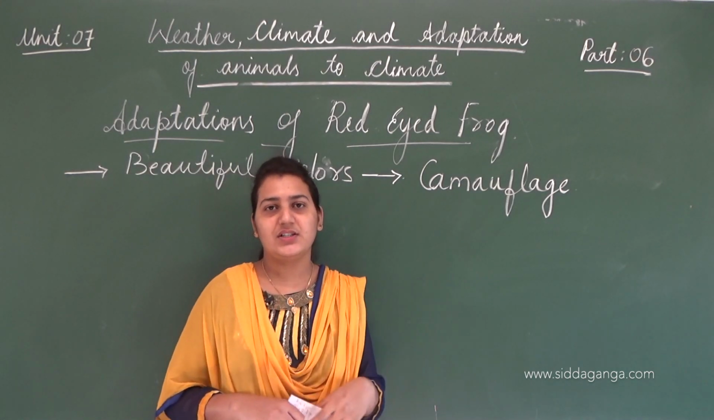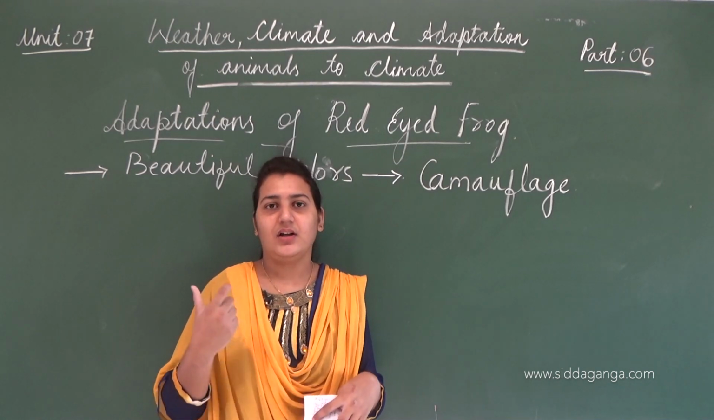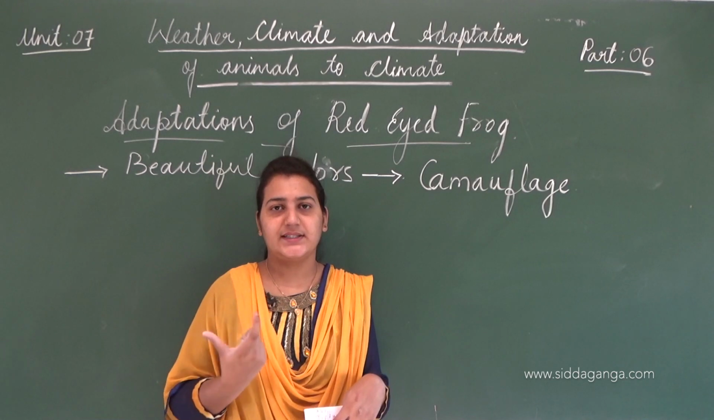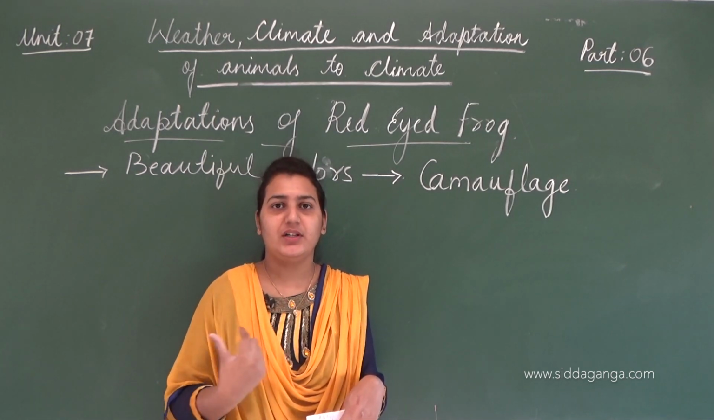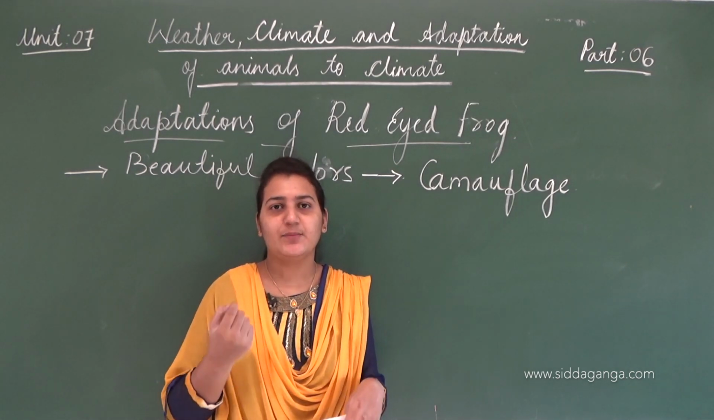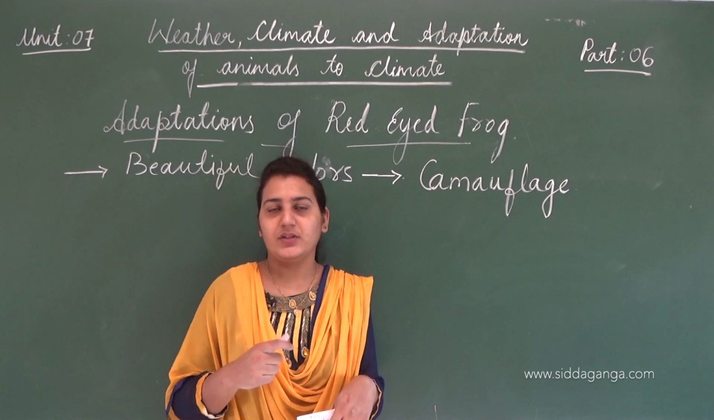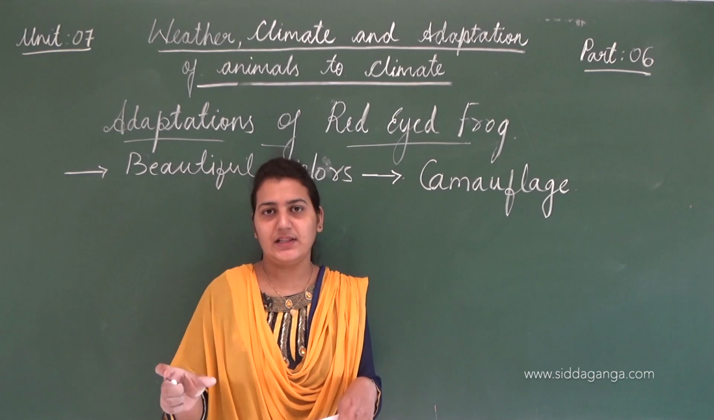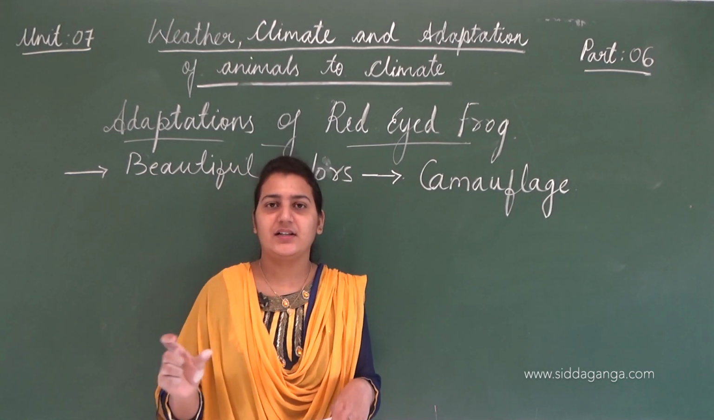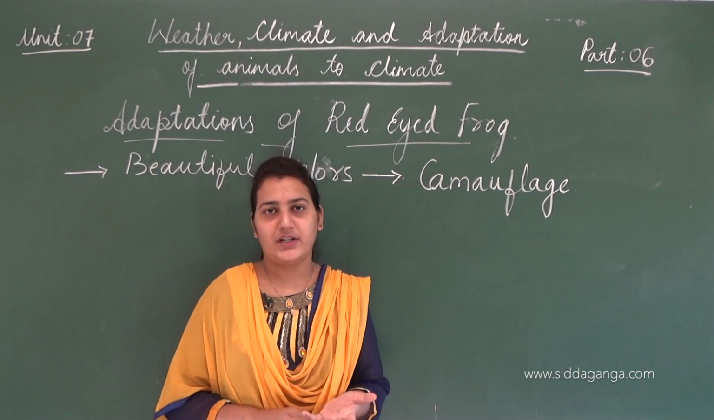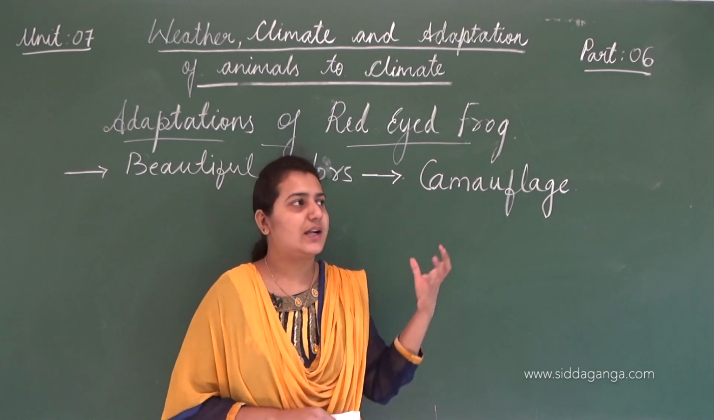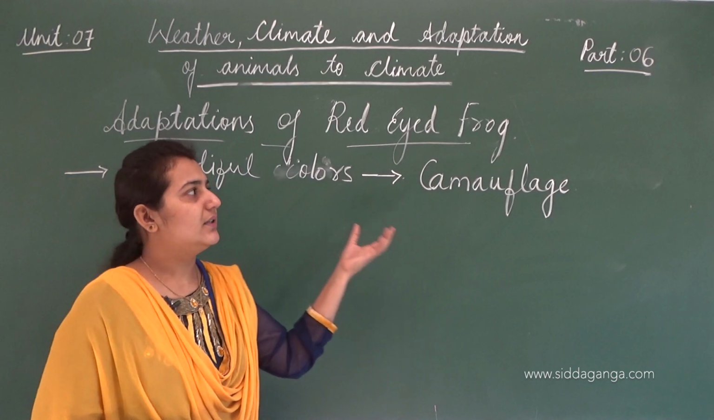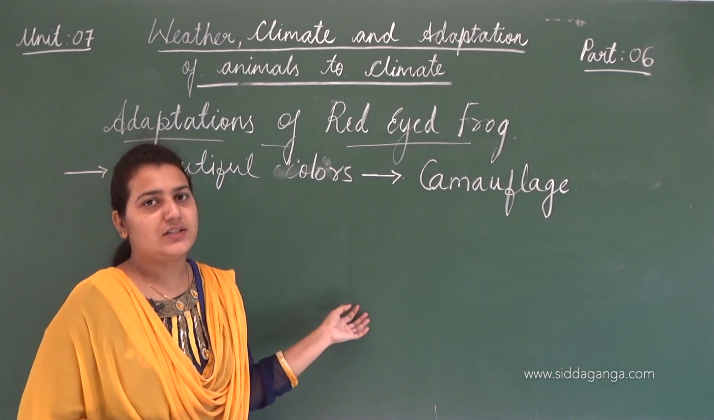Changing the color of the animal and mingling up with the environment it stays in, and getting protected. It hides from the predators, so these predators cannot see or recognize them, and the animal gets protected from the attack of predators. That process is camouflage, and this red-eyed frog can undergo camouflage easily.